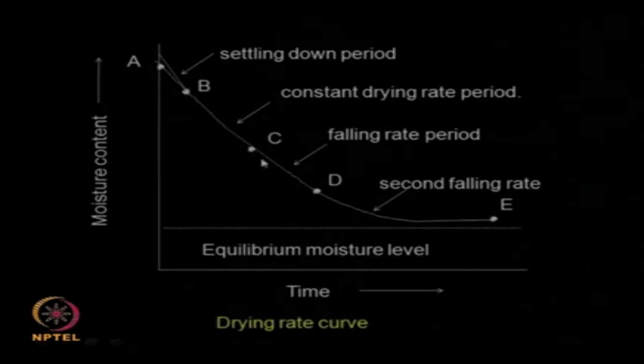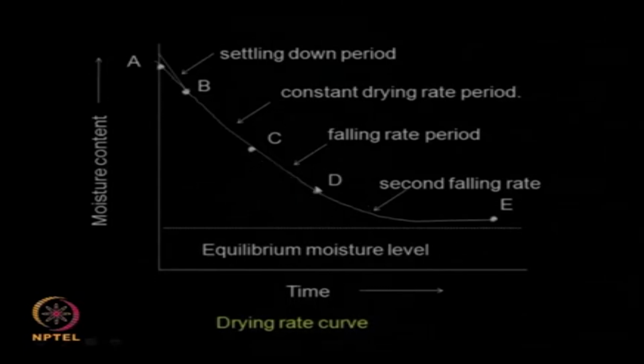Okay. Now, after some time all the moisture on the surface is evaporated. Now, moisture from inside has to come out and then start getting evaporated. So, here the diffusion of the moisture which is present inside is controlling. So, the rate of drying goes down. This is called the falling rate period.